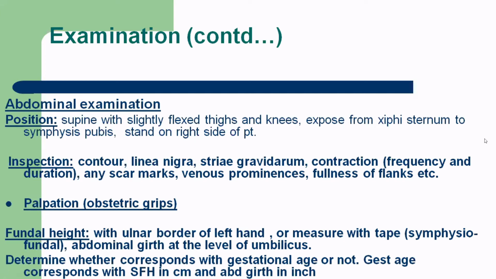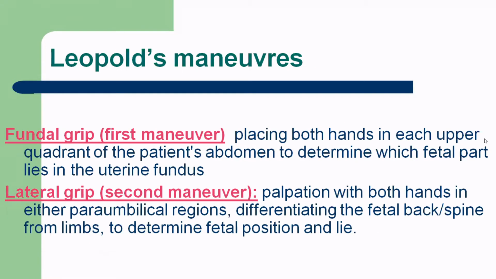Symphysiofundal height you can measure from the symphysis pubis to the upper border of the fundus. And you can also take the abdominal girth at the level of the umbilicus if you have a measuring tape. And you have to determine whether the fundal height corresponds with the gestational age or not. Okay? And this symphysiofundal height in centimeters corresponds to the weeks of gestation. And abdominal girth at the level of the umbilicus in inches also corresponds with the gestational age. So we have to combine both to determine whether her fundal height is corresponding to gestational age or not. Sometimes it is less than the gestational age, sometimes it is more than the gestational age, and most of the time it corresponds.